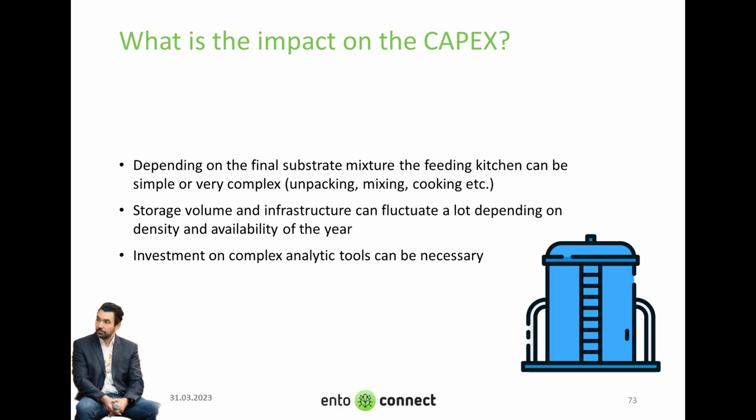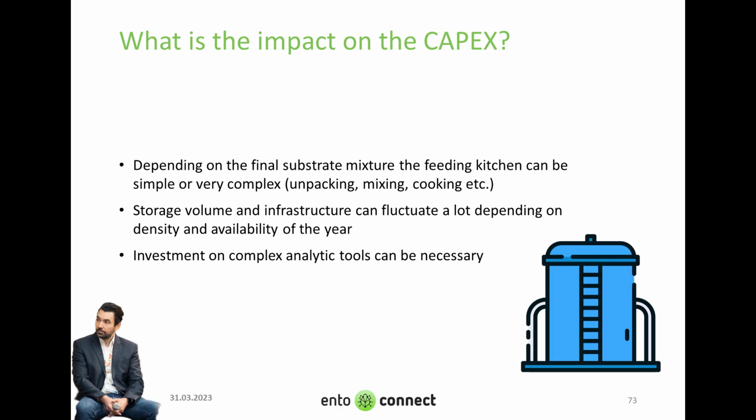And on the other hand, if there is a fluctuation, then you should also consider investing in, let's say, a more or less complex analytic equipment that gives you more insights on the composition, more insights on the fluctuation that you have, since this will also impact the biological output or the overall KPIs of the facility.